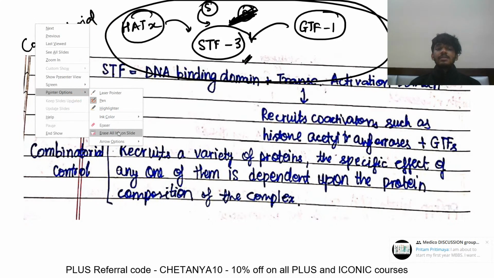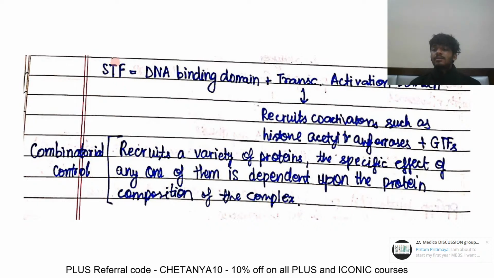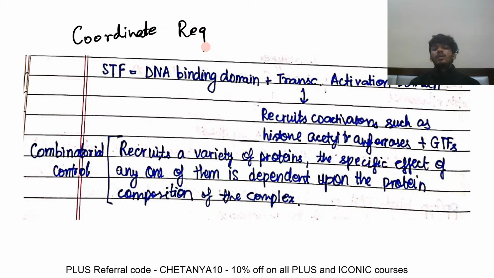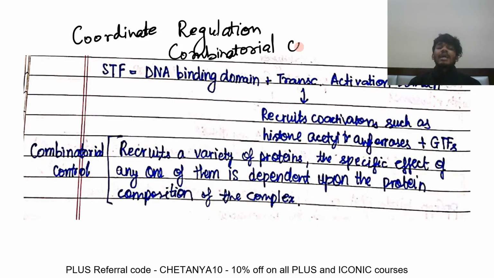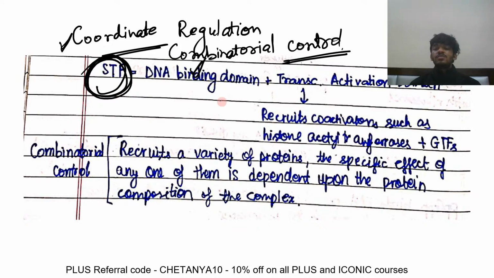The overall thing that is important for you to understand is what is coordinate regulation and what is combinatorial control. Although it's very unlikely to frame an MCQ from this particular point, you will have to write this in your subjective paper. Just write these words at least. Okay? Even if you don't explain these, just write coordinate regulation and combinatorial control. It is done via specific transcription factors which have a DNA binding domain and a transcription activating domain.